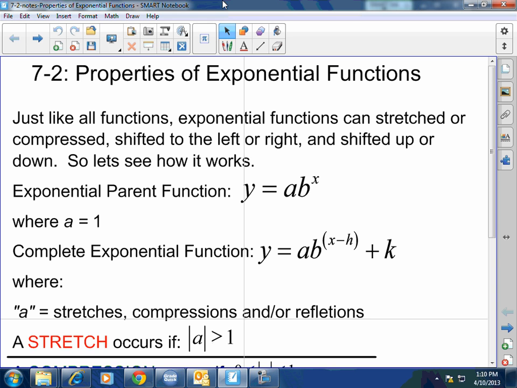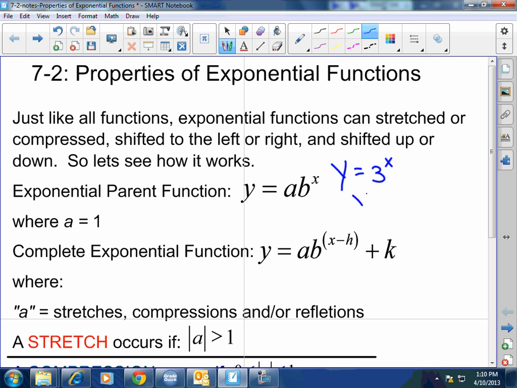When we're looking at an exponential parent function, it's y equals a b^x. In some texts, you're going to find that the parent function is b^x. I don't like that. And I'm going to tell you why I don't like it. If I were to give you, for example, y equals 3 to the x power, wouldn't you know that it's implied that 3 is the b and a is 1 in this case? Yeah. Exactly.